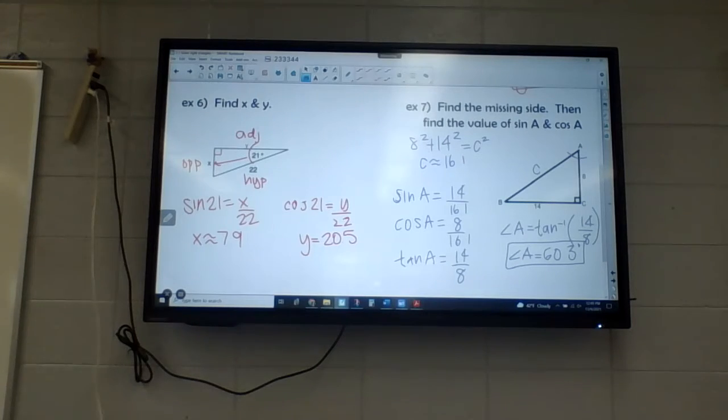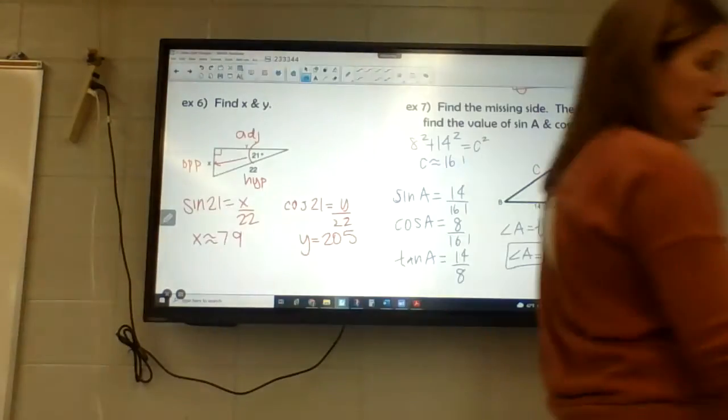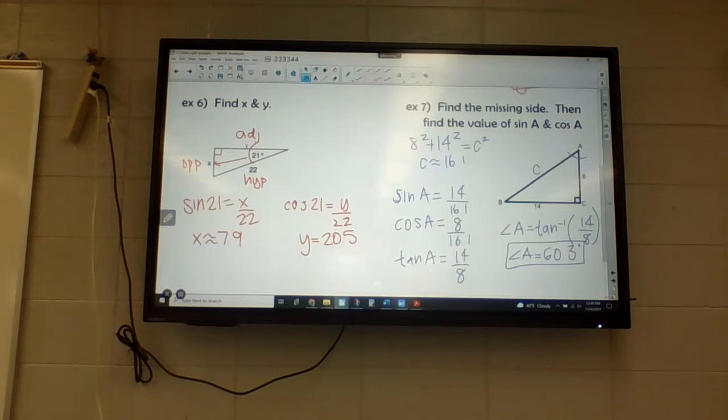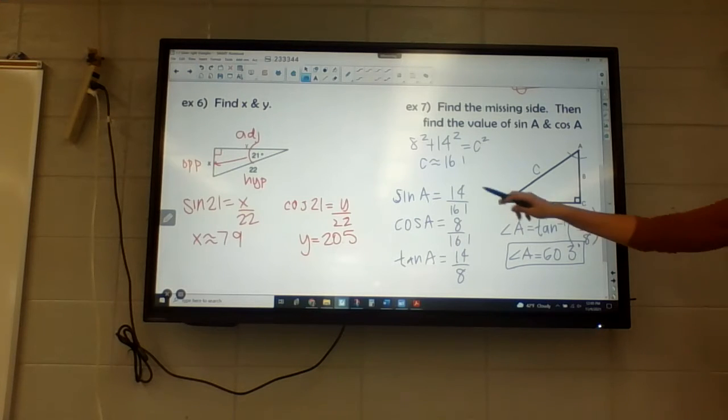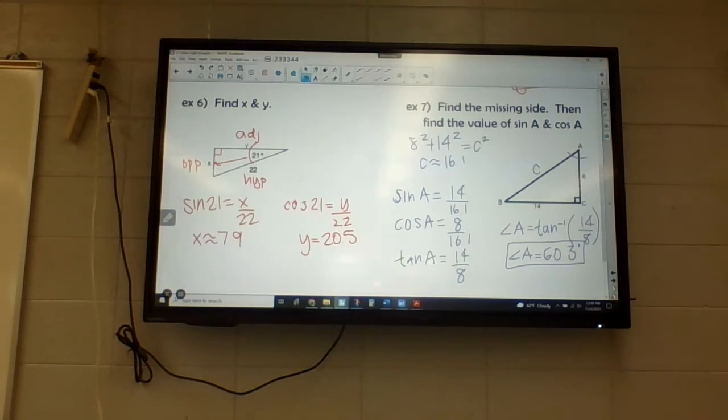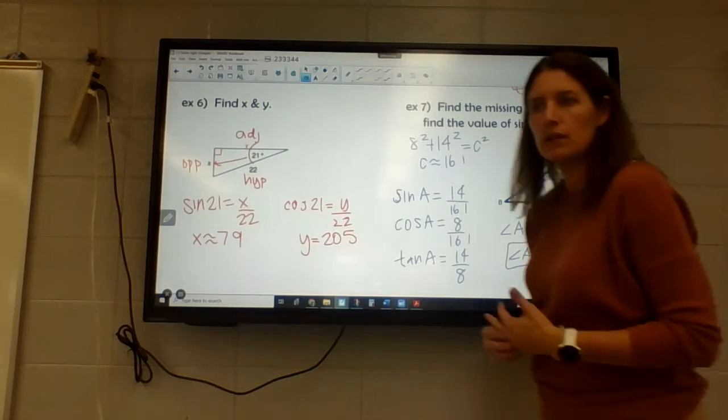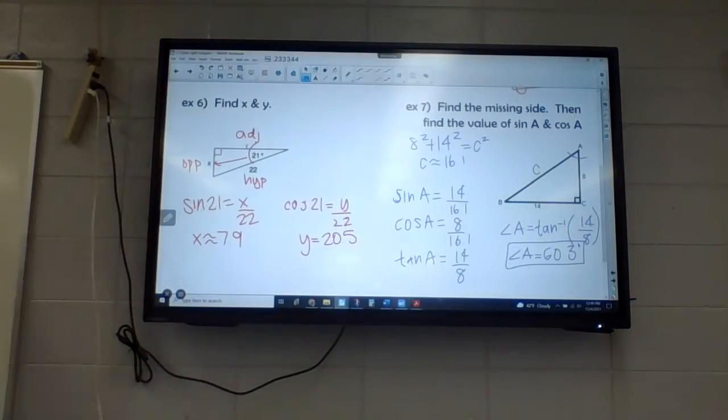You should get something very similar if you did inverse sine of A, even though it's a decimal. I got like 60.4 with the decimal because we had rounded there, whereas this is a little more exact because those are nice whole numbers. Doing okay here? All right, so these last two don't give us a drawing.